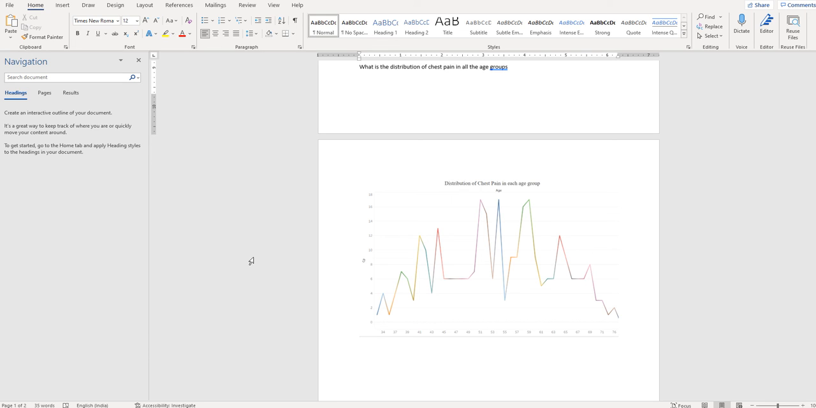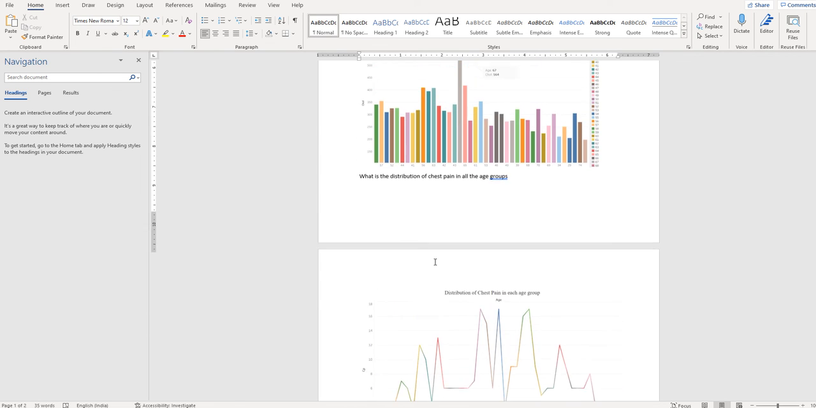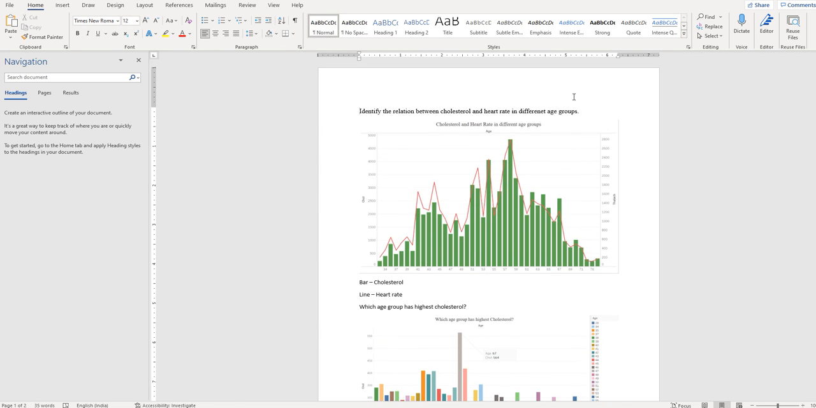Help yourself. If you have any questions, please ask me. Try to finish a description of each graph in less than 100 words, and that's it about the task.